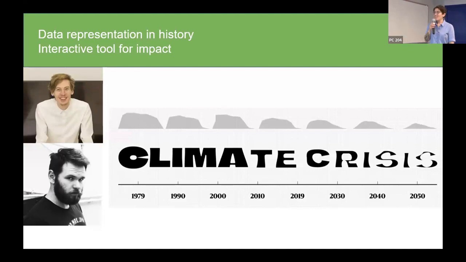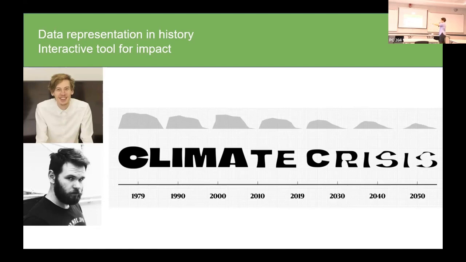But this time they created a font based on the amount of CO2 that was present in the air. So if you see, the C is the amount of CO2 that was released in the air in 1979. And on the top, you see a little mountain, right? That is data collected by the Snow Institute in the US. It's the amount of snow present in that period of time.